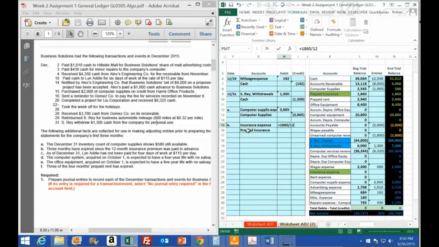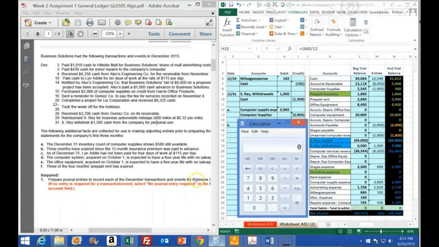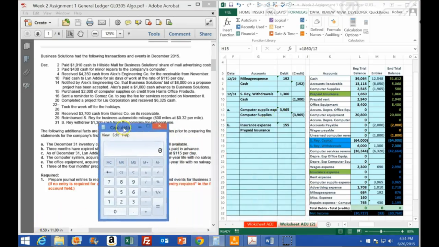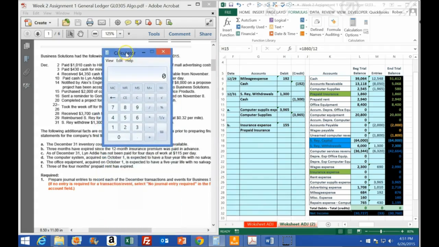So I'm going to divide that by 12. Okay, 3 months have expired, not 1 month. So let's do this in a calculator first of all. We've got the 1860, and if we divide that by 12, we get a monthly total. And it's telling us now that 3 months have expired. So it would be 155 per month times 3, which is 465.